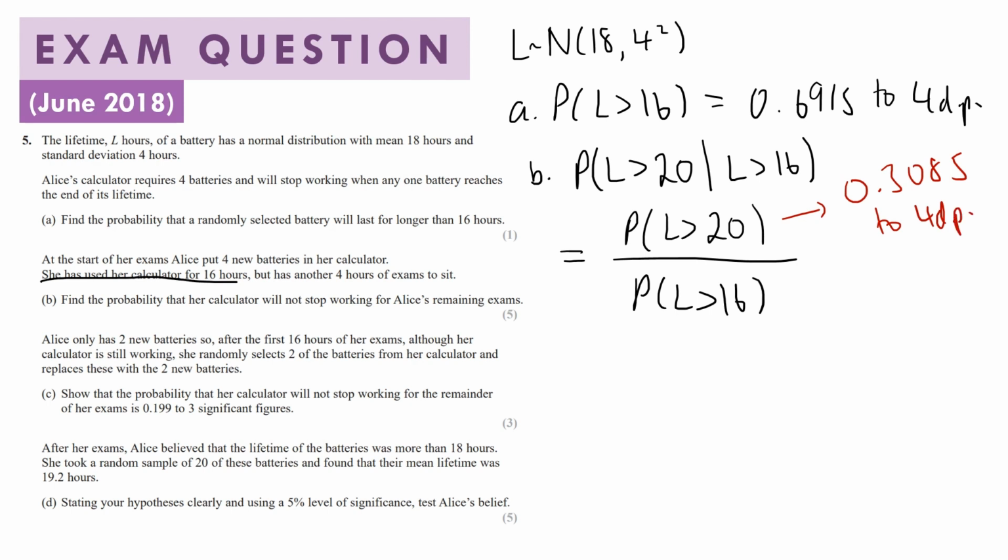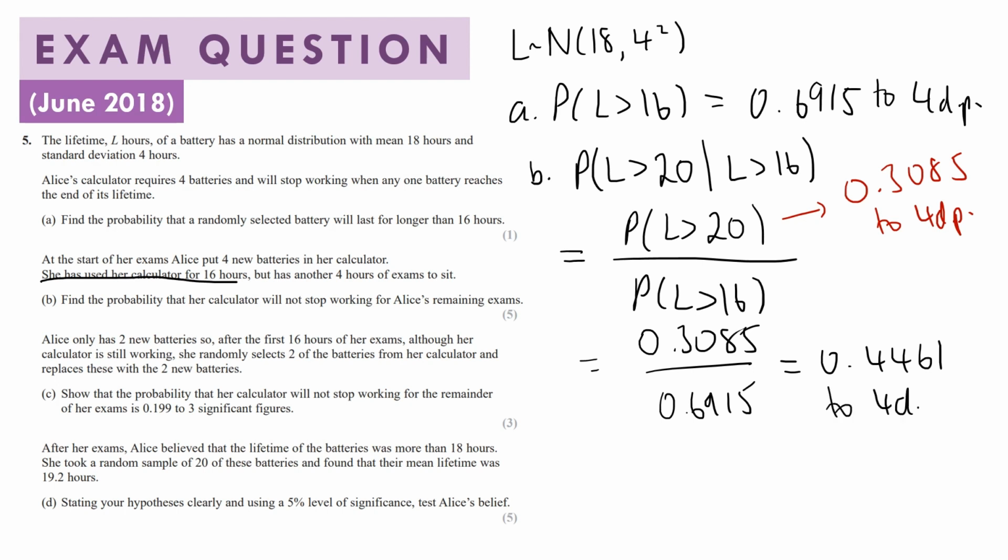So this gives us 0.3085 over 0.6915, and this is equal to 0.4461 to 4 decimal places. Now all we need to do is raise this to the power of 4 to find the probability that all 4 batteries will not stop working for the 20 hours, which gives us 0.0396 to 4 decimal places.